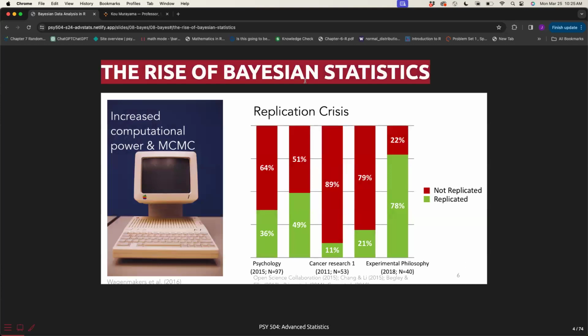So when I was constructing this class, I knew that I wanted to include a week on Bayesian statistics. The reason why is that over the last couple decades, we've seen a rise or growth in Bayesian statistics. And there's a couple of reasons for that. The first reason is that there have been lots of technological advances in computing. Our computers have gotten better and faster, and they allow us to fit very complex models.